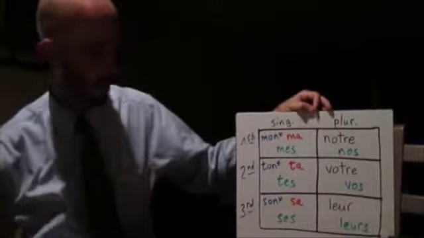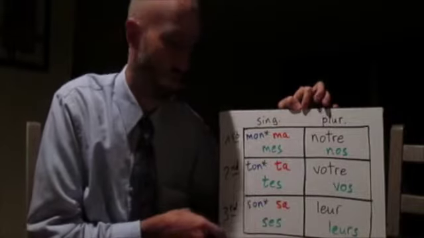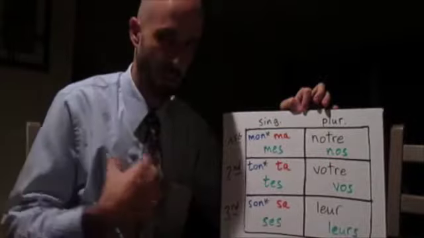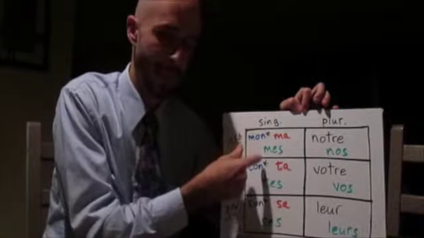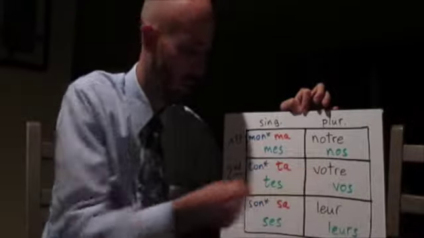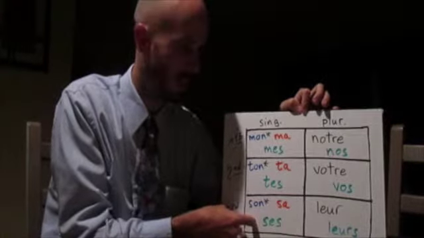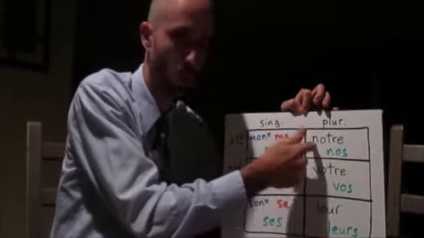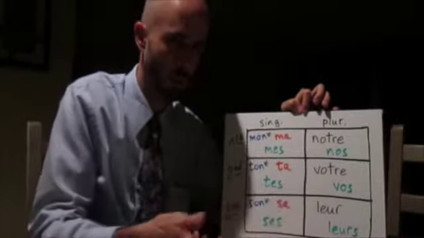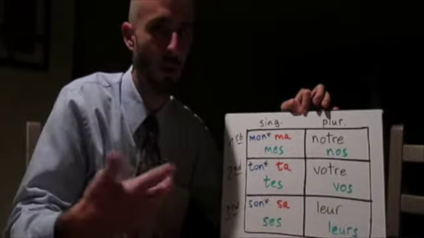So real quick, if you have a photographic memory, this would be a good time to take a picture. Here are all the forms that we have. For example, the equivalents of my will be mon, ma, mes; yours, ton, ta, tes, or votre, vos. His, her, it would be son, sa, ses. Our would be notre or nos, depending on the number of the noun. Their would be leur or leur, again, depending on the number of the noun.